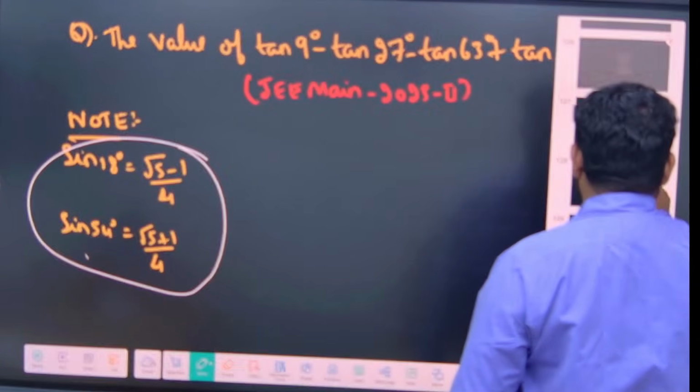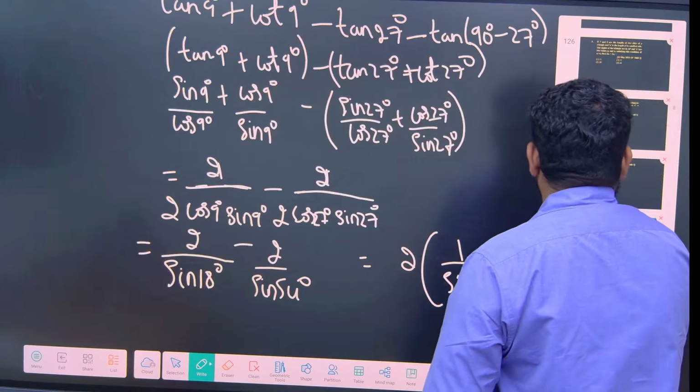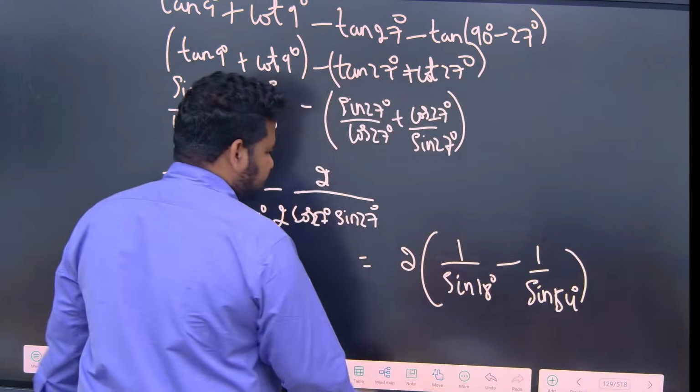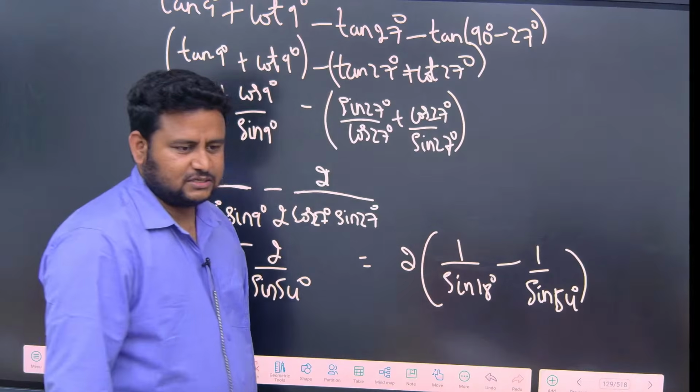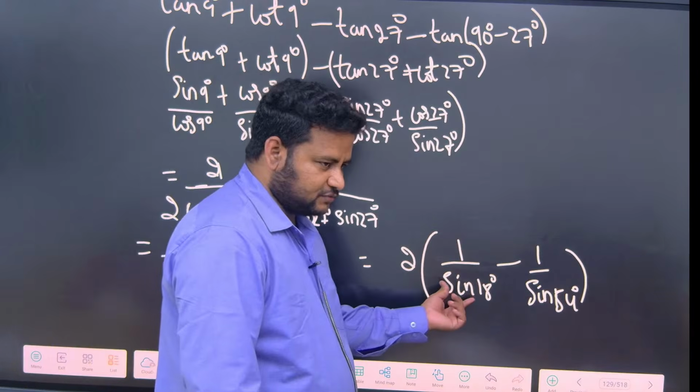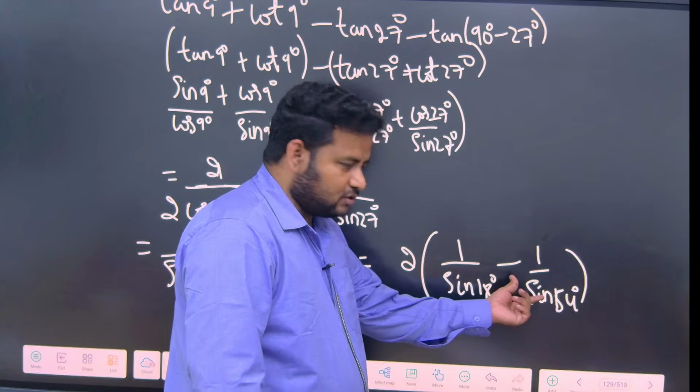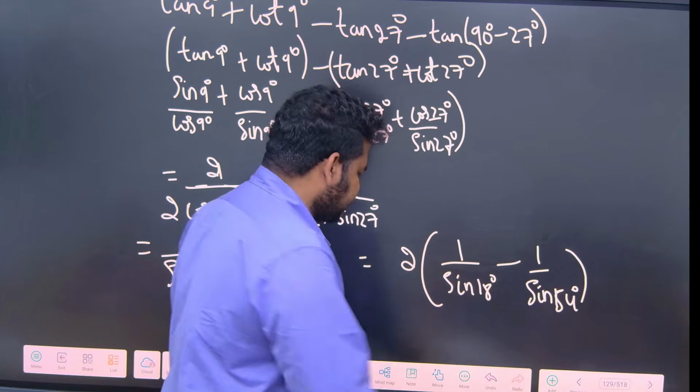So they have asked in JEE Mains also the same question. They have asked in your EAPCET also. So this should become what? Sin 18 degree is what? Root 5 minus 1 by 4. So root 5 minus 1 by 4, 4 will go up here also, root 5 plus 1 by 4. So I can write this as what?